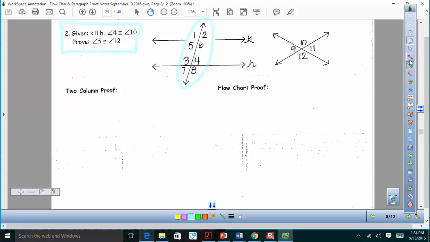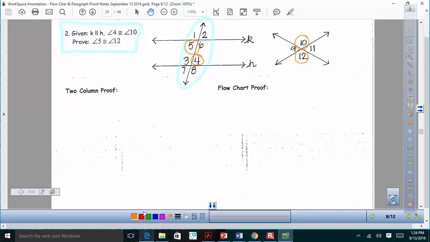Then we're looking at the angles that are equal. So here we have that 4 is congruent to 10. So I'm going to circle 4, and I'm going to circle 10. Okay, and then it asked me to prove that 5 and 12 are congruent. So I'm also going to circle 5 and 12. Do I need any other angles than the 4 that I'm given? No, I only use what I'm given.